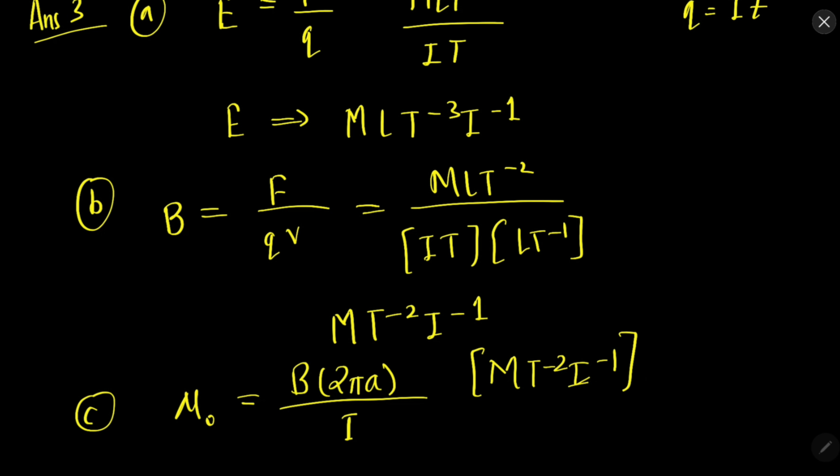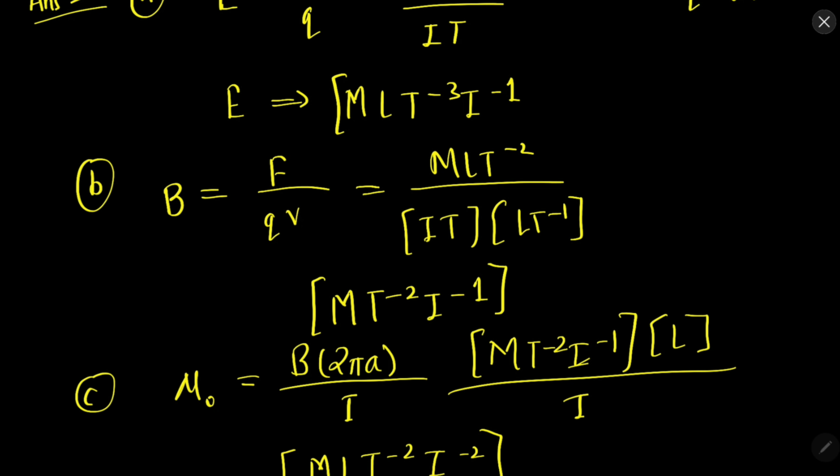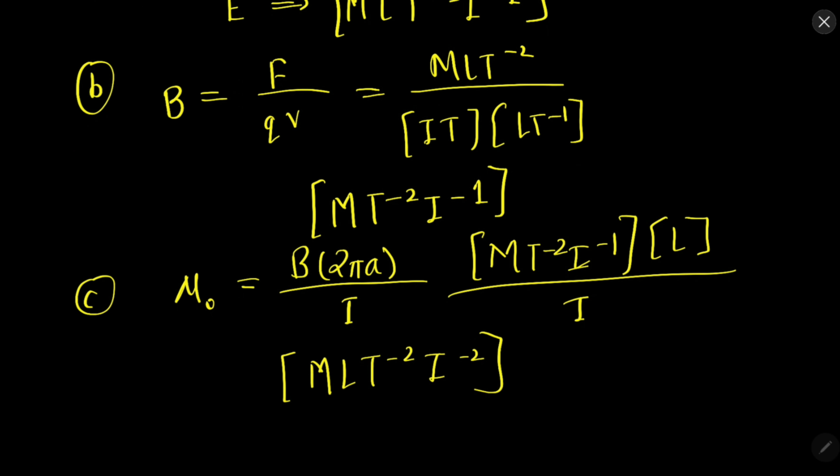For 2 and pi there is no dimension, and for a, that is length, so it will be L, upon current, obviously I. So after solving this you will get M L T minus 2 I minus 2. So this will be the dimension for the magnetic permeability, magnetic field, and this is electric field. So this is how you can find the dimensions.